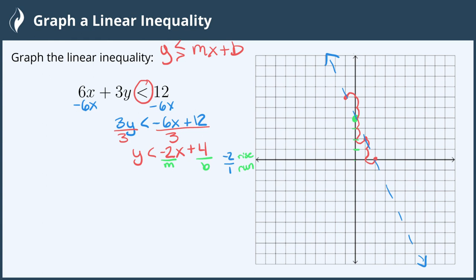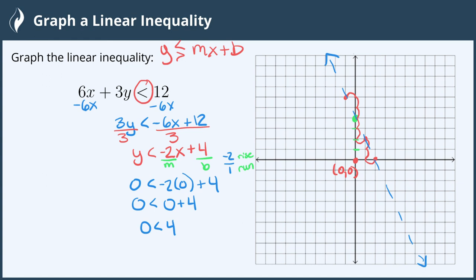But now we need to know where we shade. So let's go ahead and find a test point, any test point we like. My preference is always to use the origin, because then we substitute 0, 0 in for x and y. We can either use the original inequality or the one that we solved for y. I'm going to use the one that we solved for y. So we substitute 0 in for y is less than negative 2, substituting 0 in for x, plus 4. Negative 2 times 0 is 0, plus 4 is positive 4.